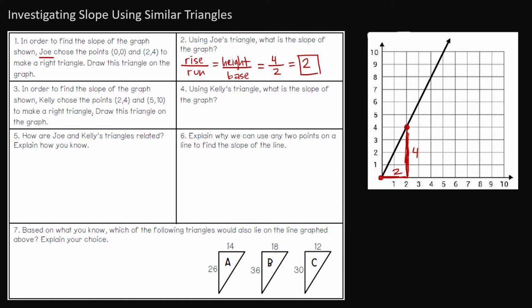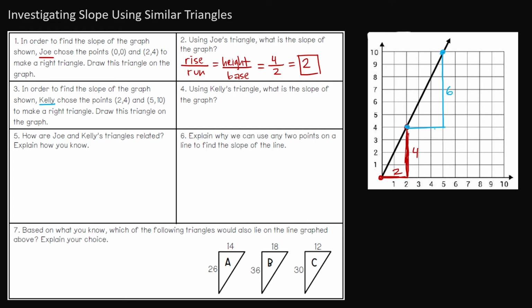Now let's say that I take Kelly's triangle. Kelly is choosing the points (2, 4) and (5, 10). So right 5, up 10. And she made a different triangle with endpoints on the line. So now I need to find the rise over run, or the height over base of her triangle. So the height, change in y, would be 1, 2, 3, 4, 5, 6. 6 units.